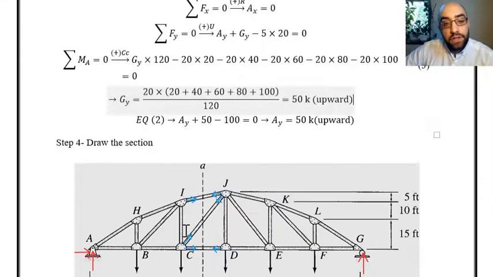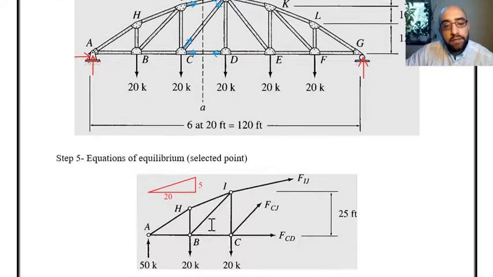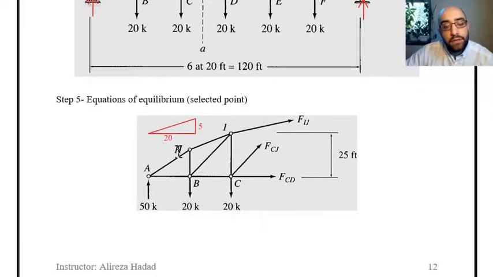The next step, which is the method of sections, is considering a section cut like this, which goes through the members that are being asked in the question. The question was asking about the forces in members IJ and CJ, and that's why I'm defining my section cut like this. So it is cutting the truss into two portions through this cut. I'm going to just look at the left portion of the cut that is over here.